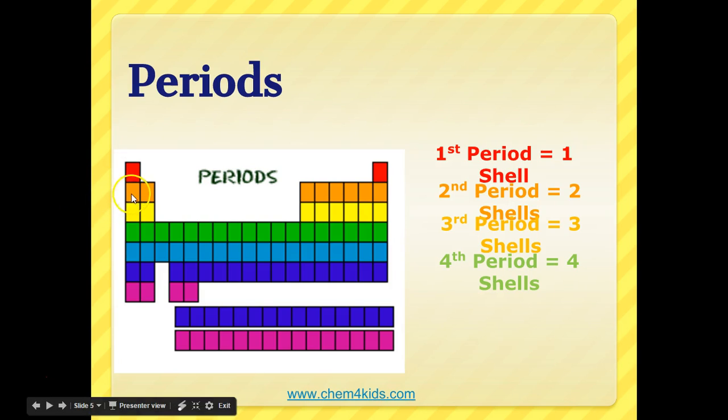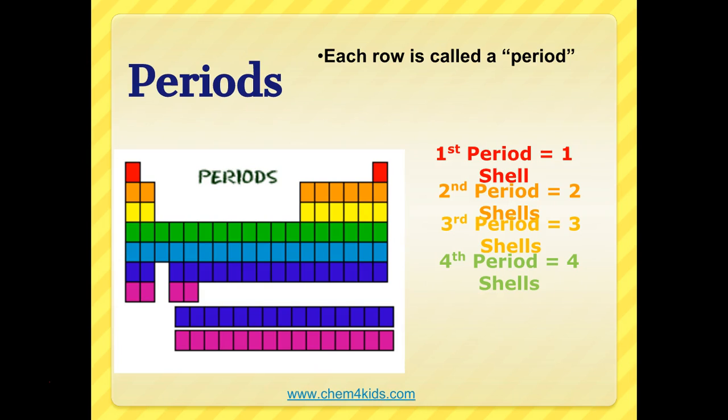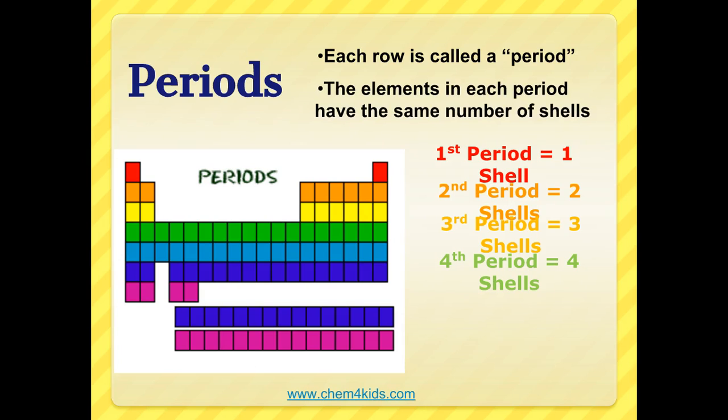Elements in the second period, or the second row, have 2 electron orbitals or shells. Elements in the third period have 3, and fourth period have 4, and so on and so on. The elements that are in these periods have the exact same number of electron orbitals or shells.